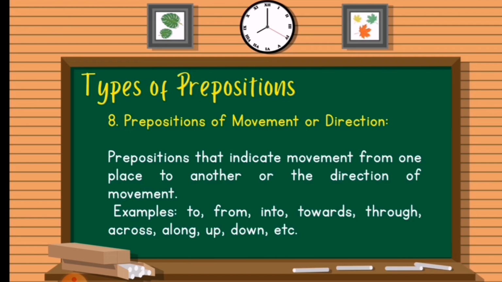So the next type of preposition is the preposition of movement or direction. So prepositions that indicate movement from one place to another or the direction of movement. So the examples of it that we can use in a sentence are to, from, into, towards, through, across, along, up, down, etc. So like for example, the boat passed across the river. So the preposition of movement or direction that is being used in the sentence is the preposition across.